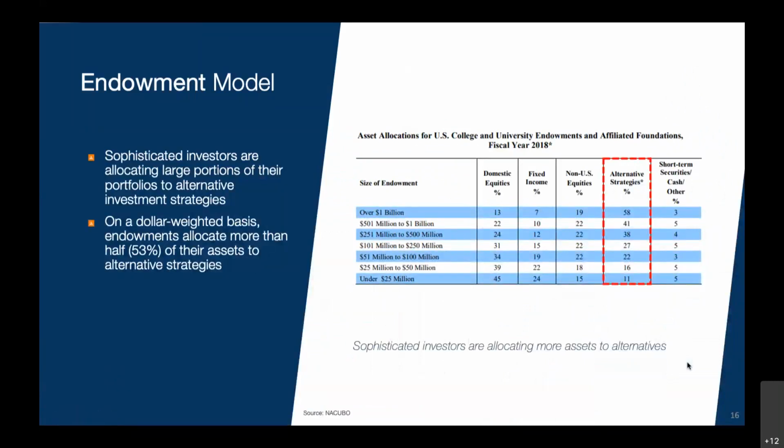The endowment model of investing means diversifying to as many uncorrelated return streams as possible. It was pioneered by David Swensen at the Yale Endowment in the 1980s, so it's over 30 years old. And as we can see in this graph, the vast majority of the largest endowments out there are allocating a substantial portion of their portfolios to alternative investments. The larger the endowment, the more alternatives that they use. So it just goes to show you where the industry is heading.